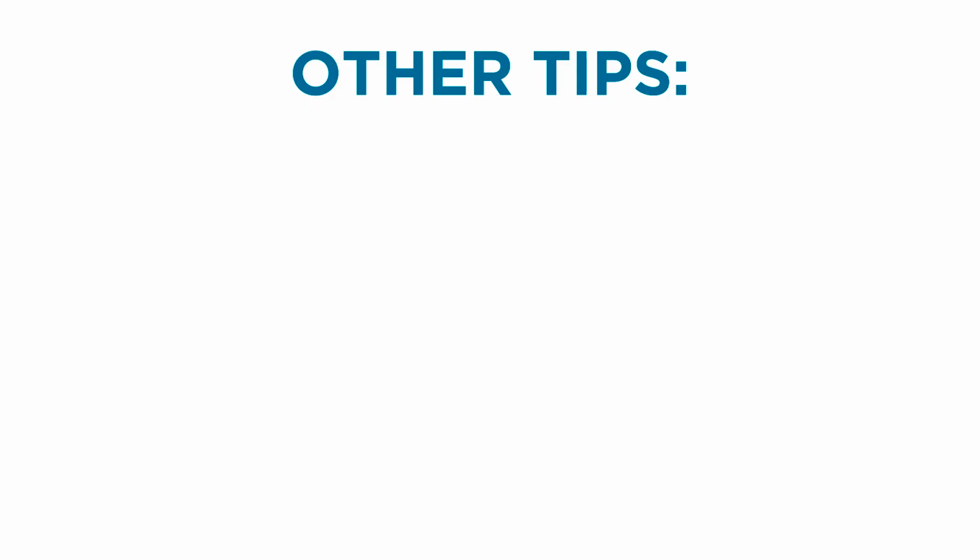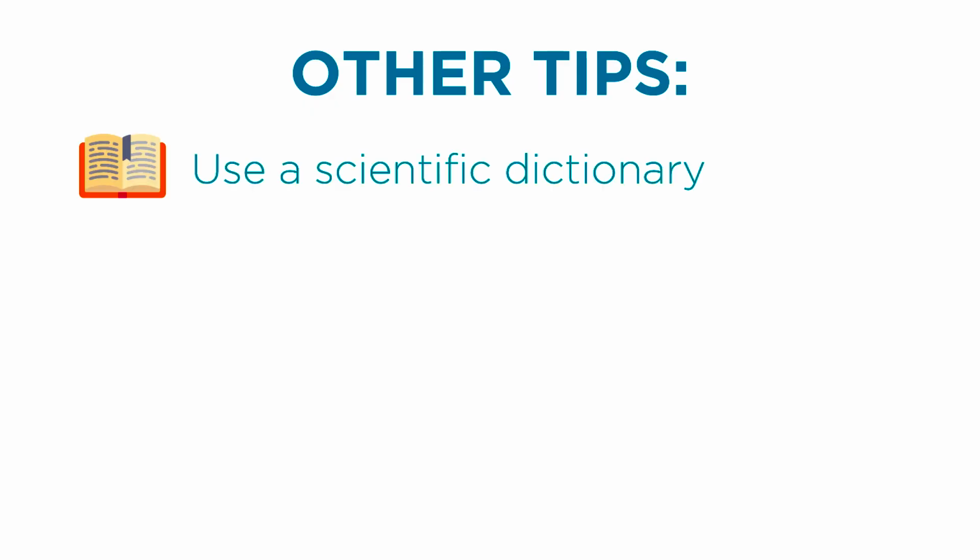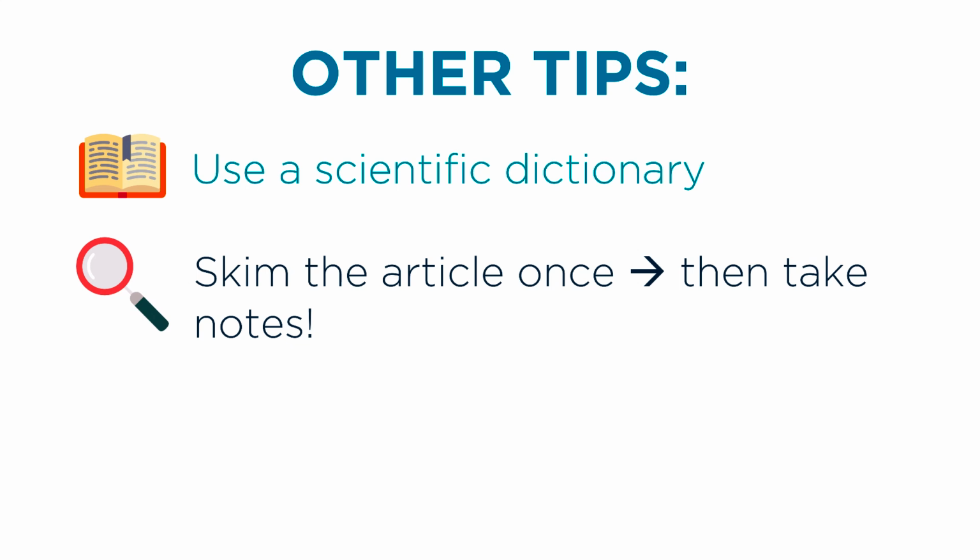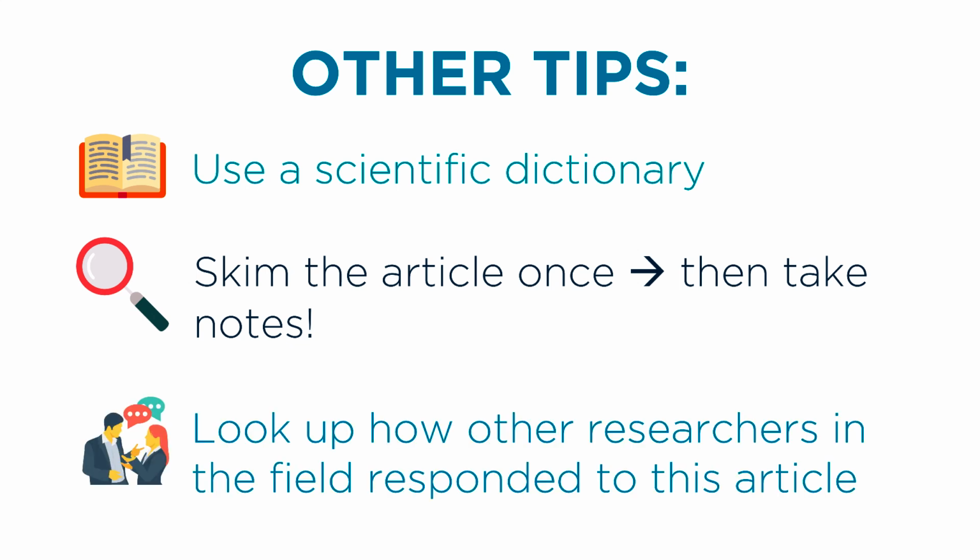Other helpful tips for reading scientific articles include having a scientific dictionary ready to look up terminology you are unfamiliar with, skimming the article once, then going back through and doing a thorough read, taking notes this time, and looking up what other researchers in the field have to say about the study.